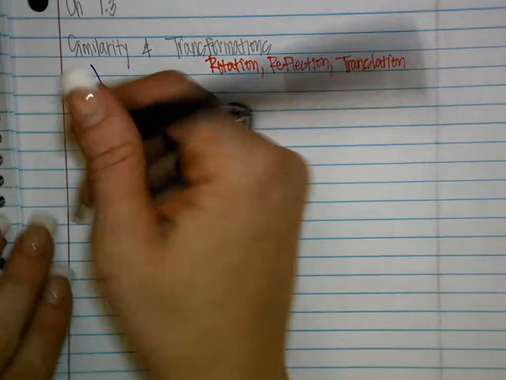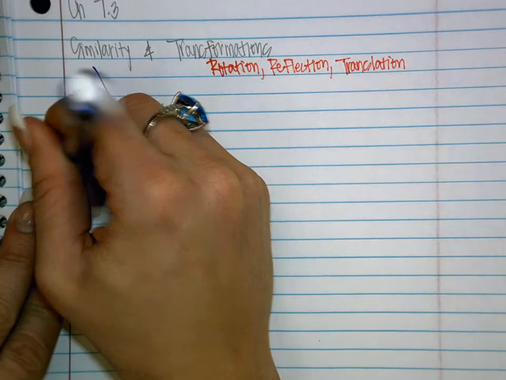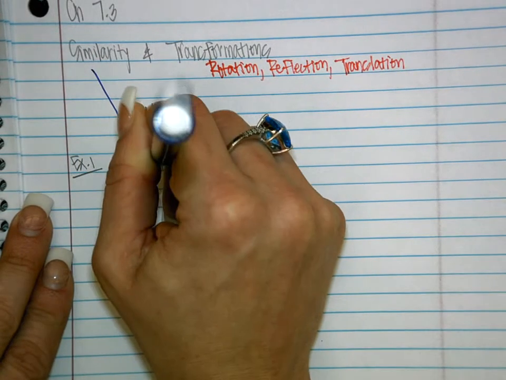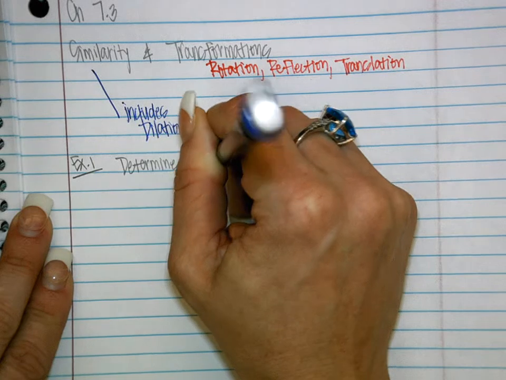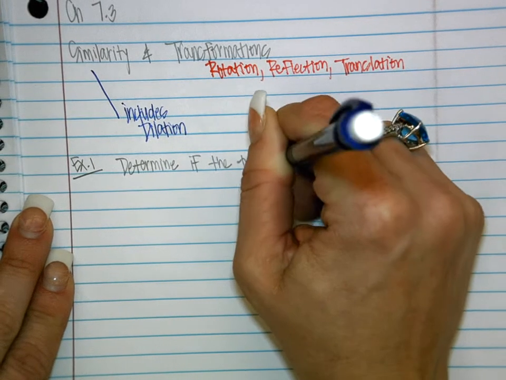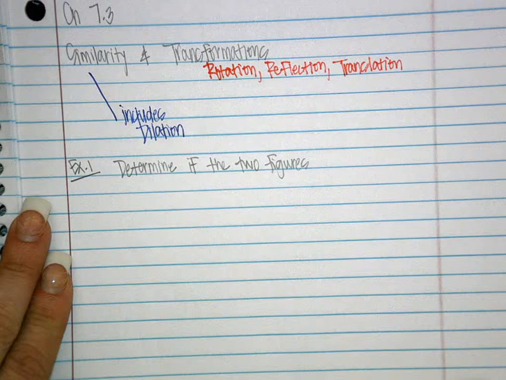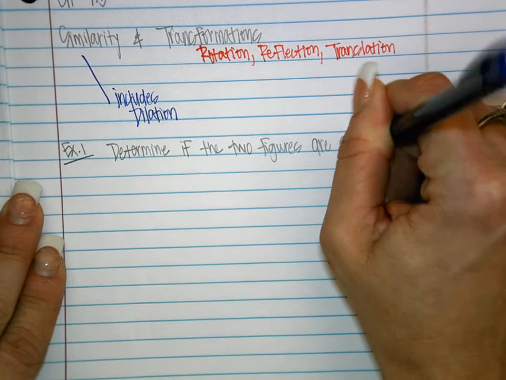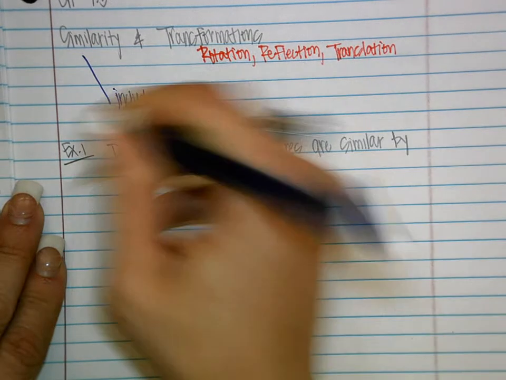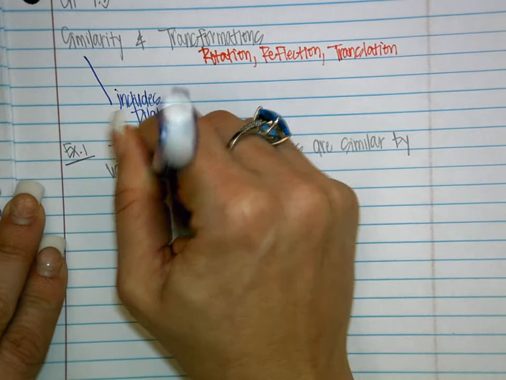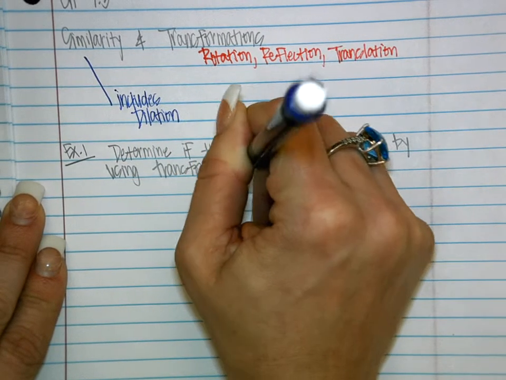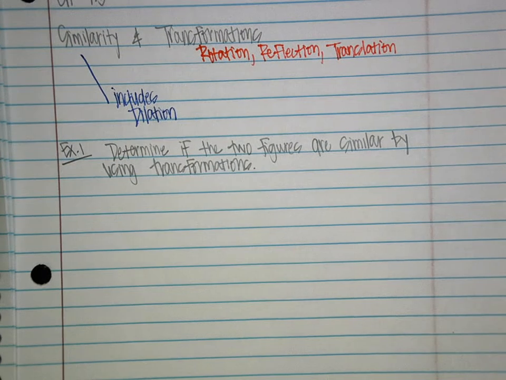Okay, so the first one we're going to look at, for example number 1, is going to ask you to determine if the two figures are similar by using transformations. Determine if the two are similar by using transformations.